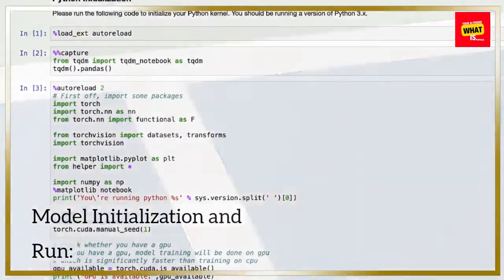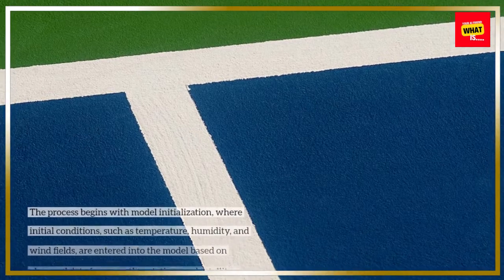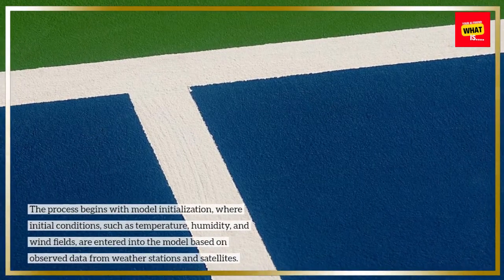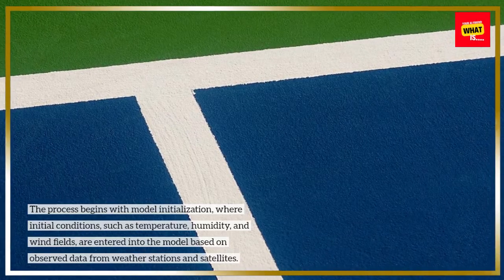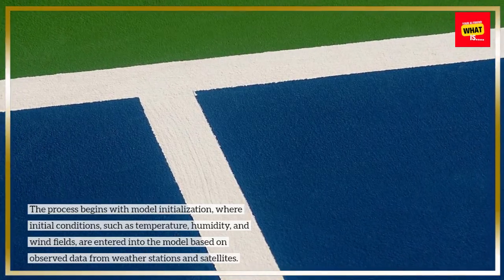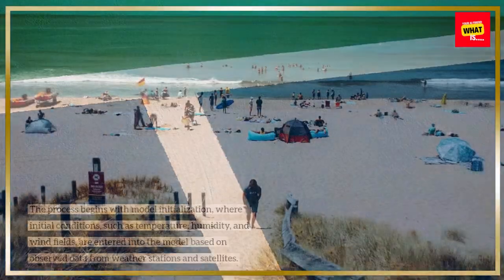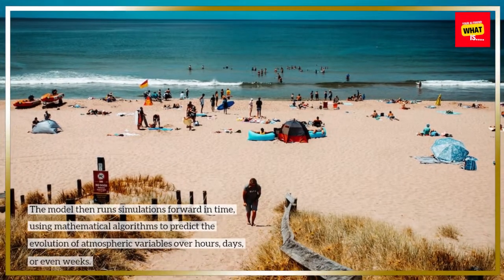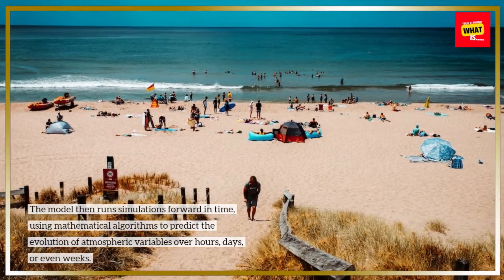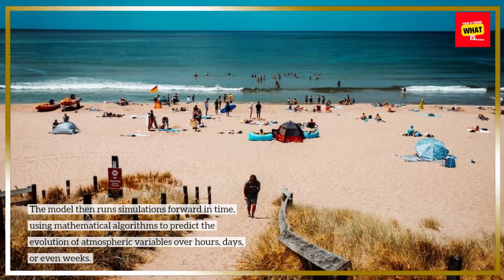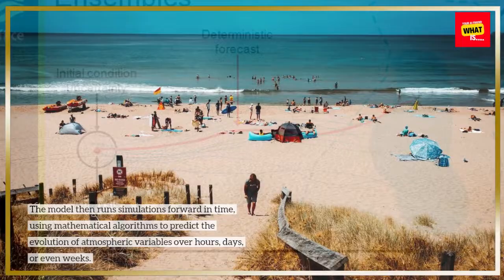Model initialization and run. The process begins with model initialization, where initial conditions, such as temperature, humidity, and wind fields, are entered into the model based on observed data from weather stations and satellites. The model then runs simulations forward in time, using mathematical algorithms to predict the evolution of atmospheric variables over hours, days, or even weeks.